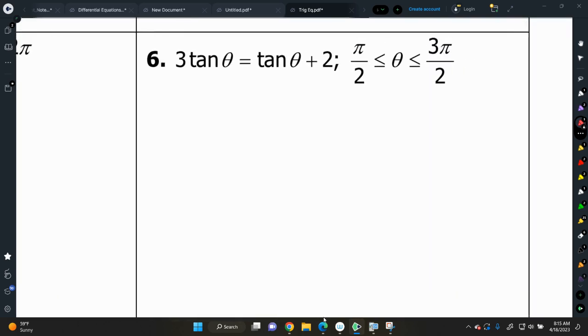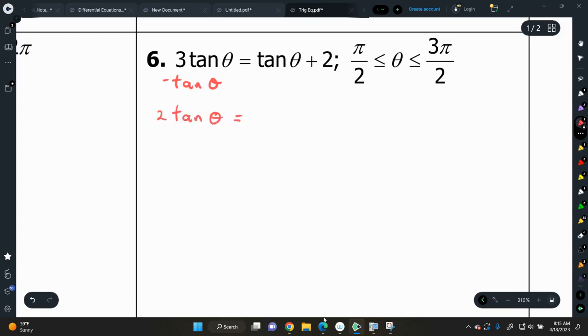Okay, we're going to get the tangents on one side, so we're going to subtract tangent theta. So we have 2 tangent theta equals 2. And then we'll divide by 2.